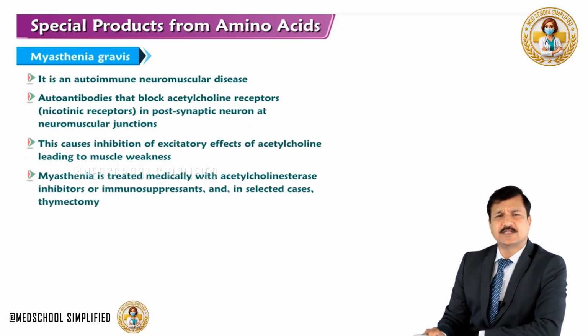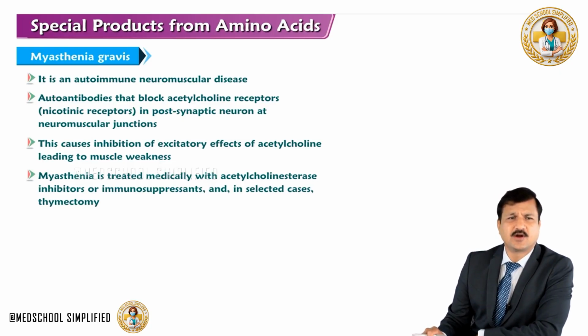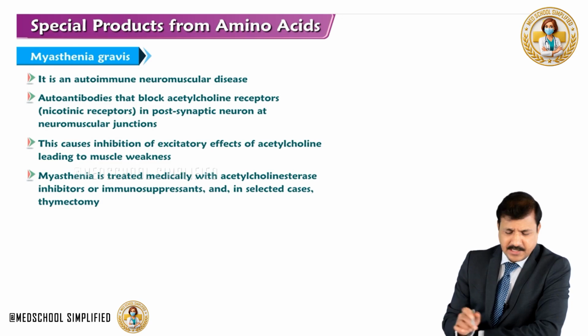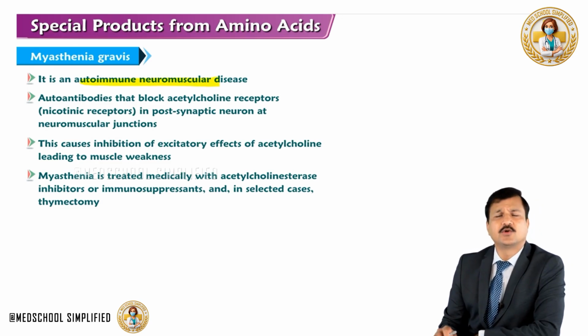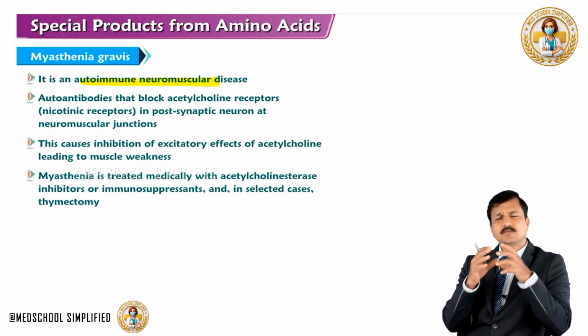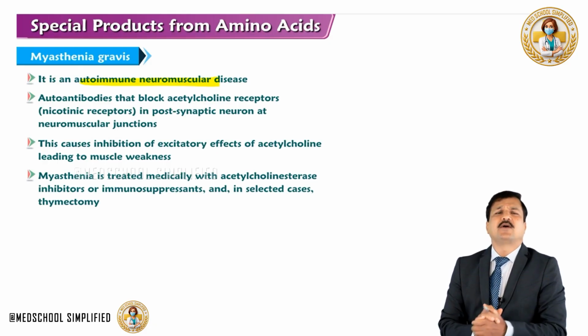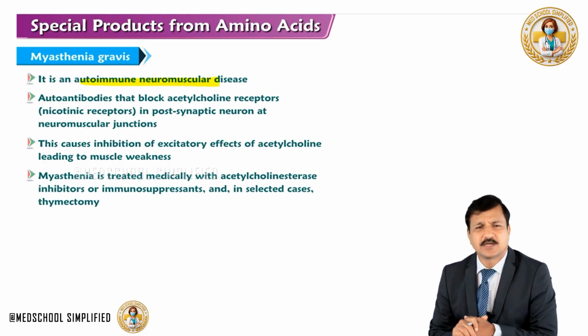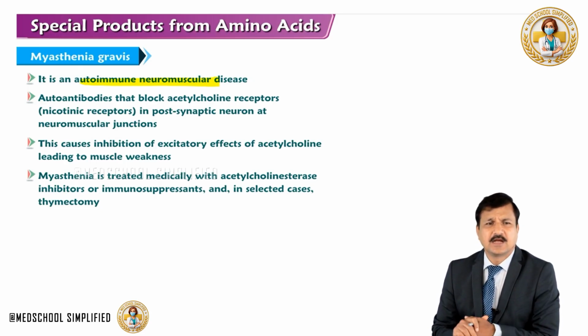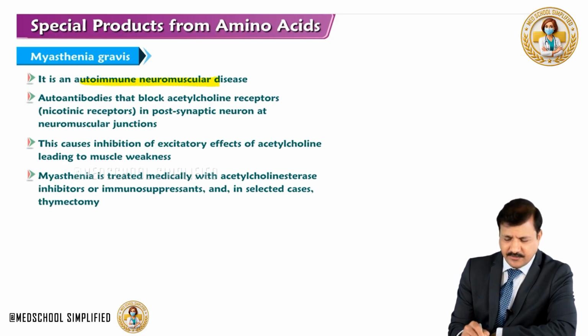There is a disease related to this concept called myasthenia gravis. Myasthenia gravis is an autoimmune neuromuscular disease where autoantibodies are synthesized against nicotinic receptors in the postsynaptic neurons at the neuromuscular junction. Thereby, these antibodies destroy the nicotinic receptors, and the availability of nicotinic receptors will significantly decrease. This causes inhibition of the excitatory effect of acetylcholine, leading to muscle weakness.